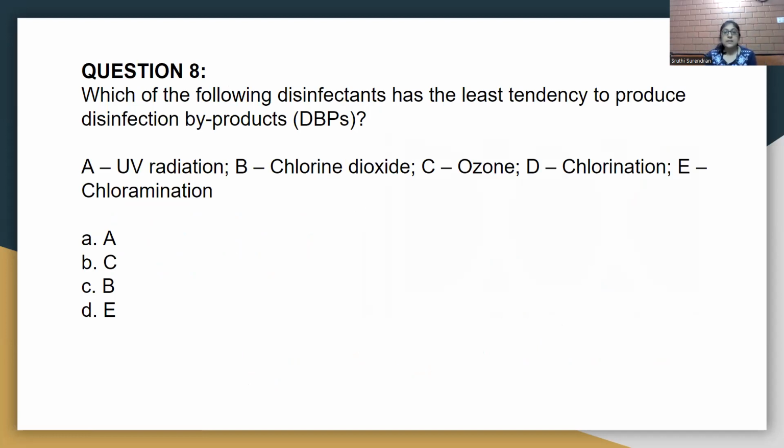Now again, this is a question about the formation of disinfection byproducts. Which of the following disinfectants has the least tendency to produce disinfection byproducts? Is it UV radiation, chlorine dioxide, ozone, chlorination, or chloramination? Which out of the following has the least tendency to produce a disinfection byproduct?